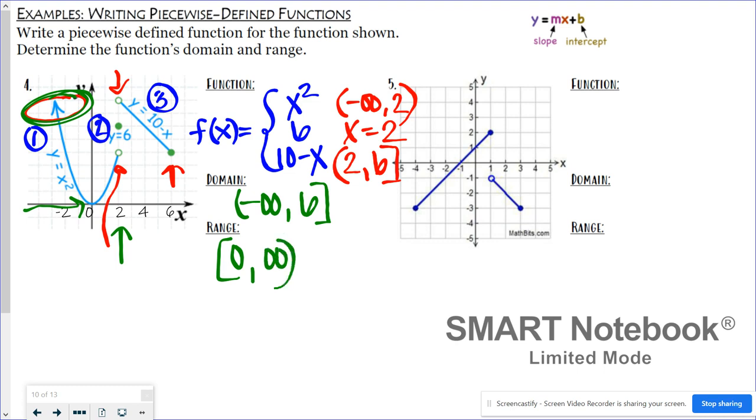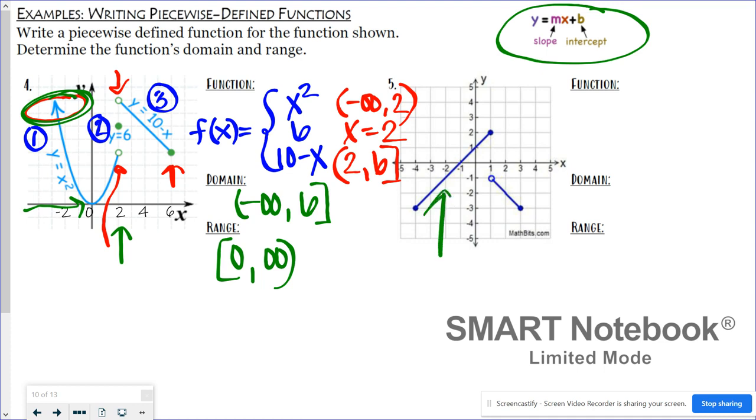So number 4 was actually kind of nice because they gave us all the rules, but they don't always do that. And so the functions I'm going to have you finding the formulas for will be made up of linear pieces. And so we can write lines like this, y equals mx plus b. So m is our slope and b is our y-intercept, okay? So those are the 2 things that you want to think about when you look at each piece of your piecewise function. What is the slope and what is the y-intercept?